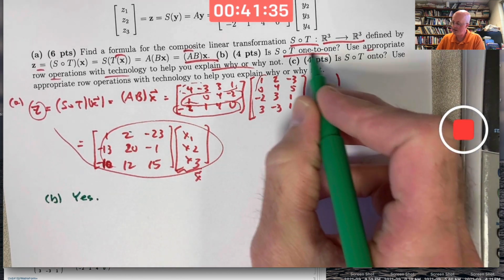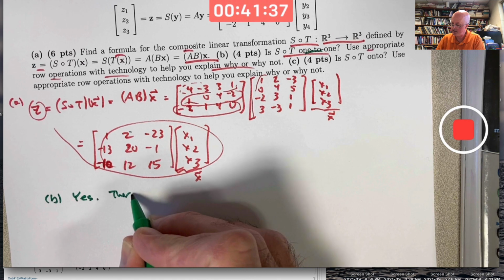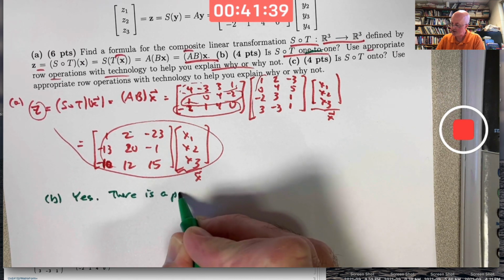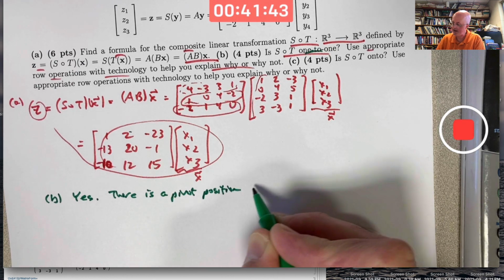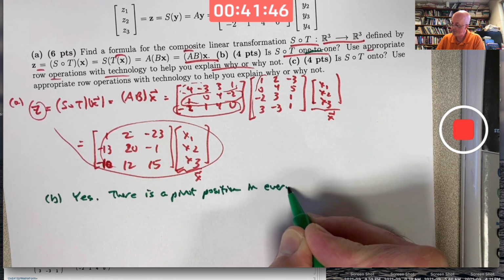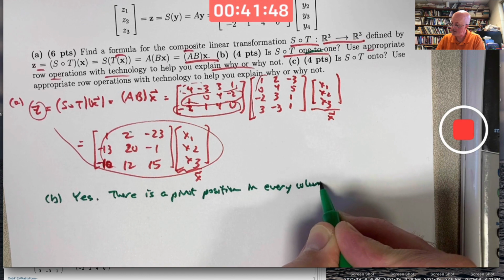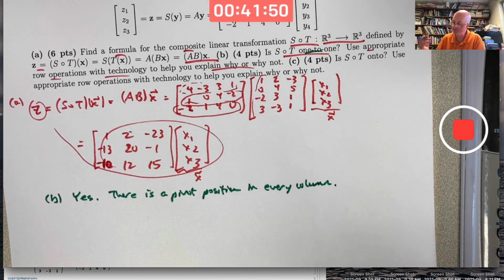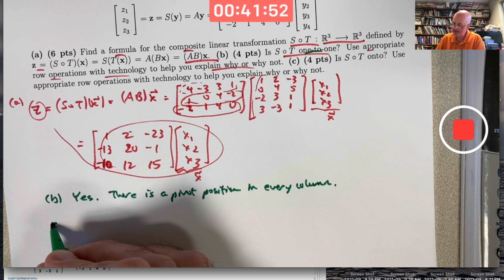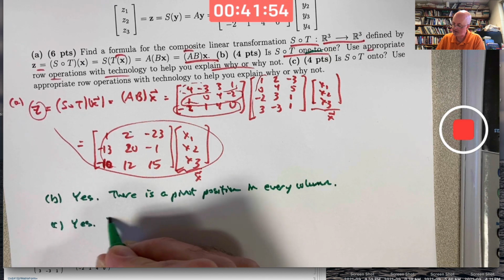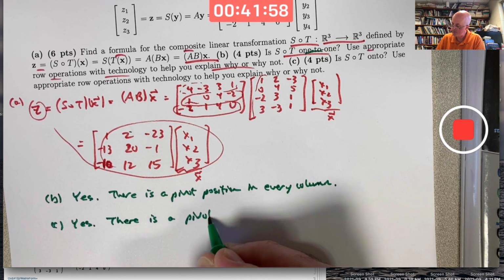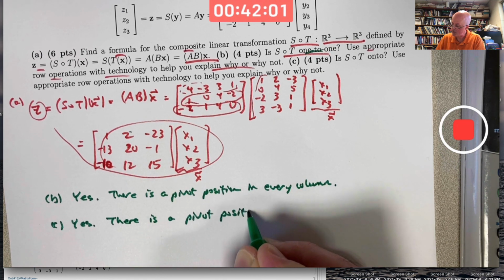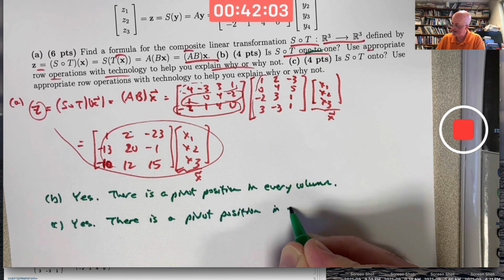Yes for 1 to 1 is because there is a pivot position, or just pivot for short, in every column. So the corresponding homogeneous system would have no free variables. And C is also yes. You could say there is a pivot position in every row. So the system will end up being consistent in that case.